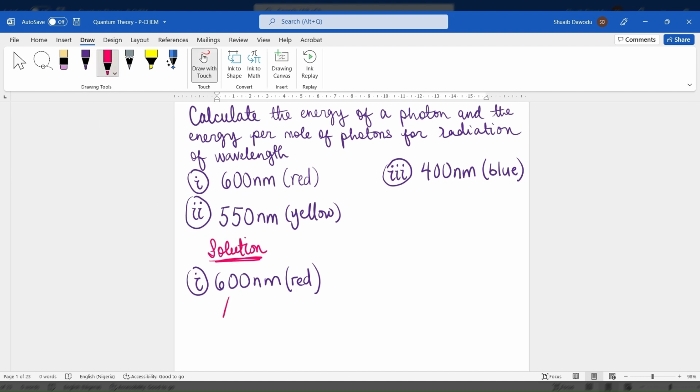Anyway, the first thing you have to know is that we're told to find the energy of a photon, which we usually denote as change in E. And then we're told to find the energy per mole of photons, which is just E sub mole. Okay, so E mole. So that's what we're supposed to solve for.